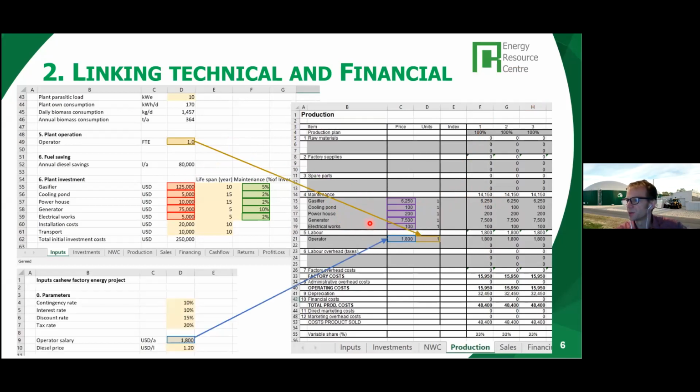Fourthly, also in the production cost sheet is the operator, it's a labor cost, which is defined in the input sheet as having one operator full-time available. We put that here, and you have a salary defined in the same sheet. You put that here, and then you get your annual cost for your operator.